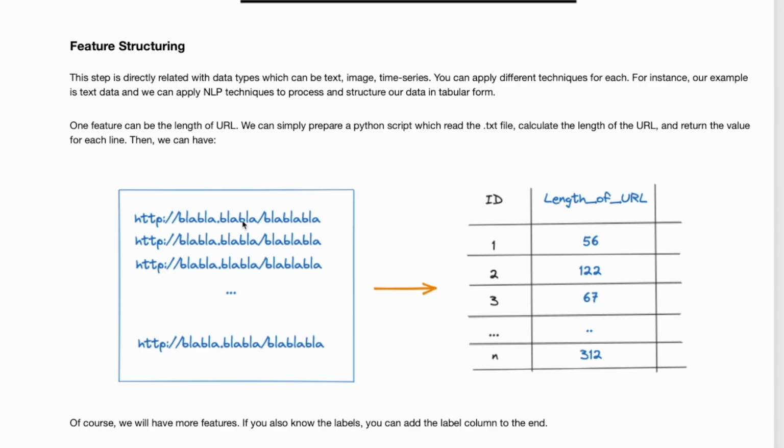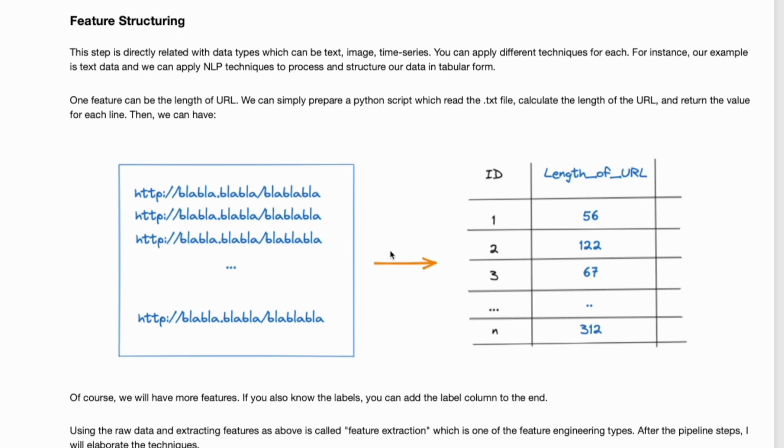Different URLs for different websites. And the idea of structuring is converting this data into structured, tabular data. Then each row will have the information about one URL, and for example, we have a feature like length of URL, then for each URL we will have some values. Of course, you can have more features here, and if you know the label of each URL, you can also add a label column, and then you can simply apply supervised learning.